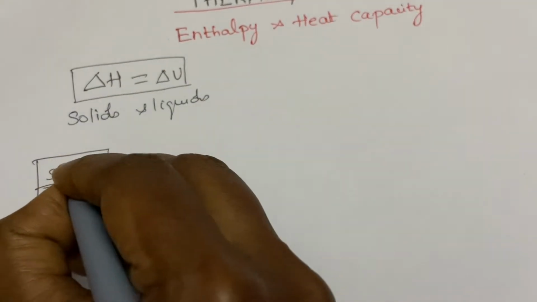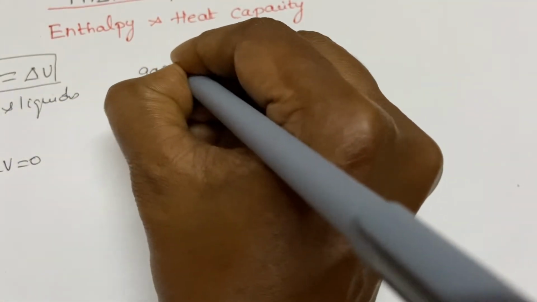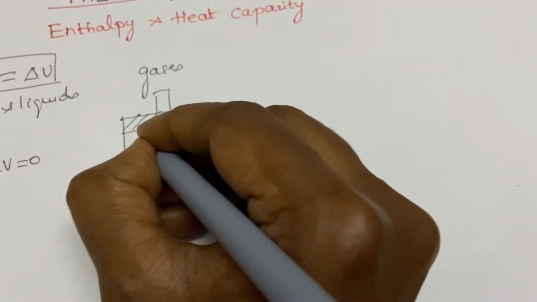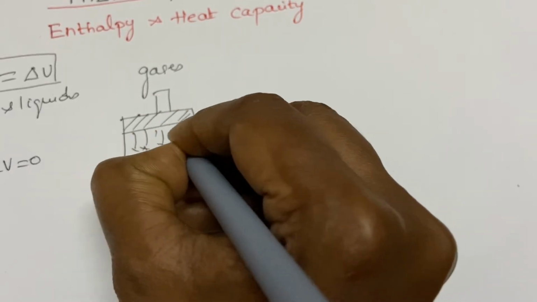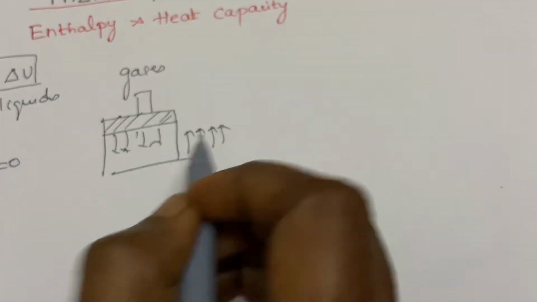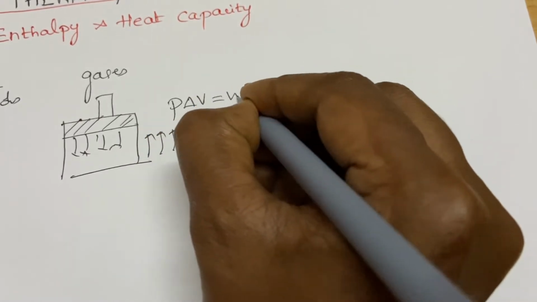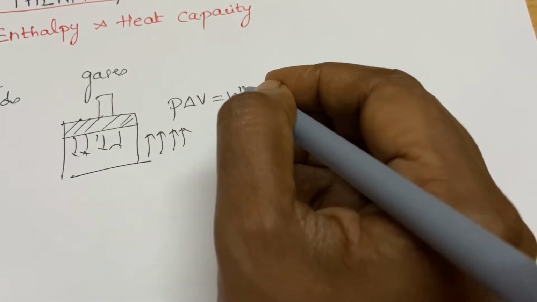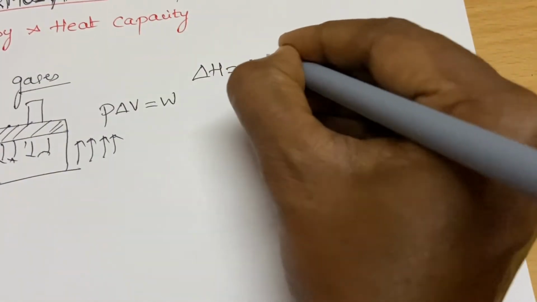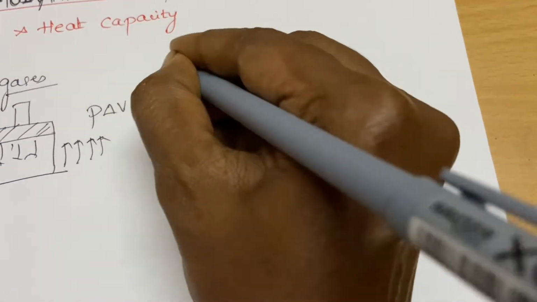For solids and liquids there will not be any considerable change in volume, but for gases, if you deal with these systems, there will be some compression or expansion. So there will always be a pressure volume work done, which is nothing but work. You have to consider this work done while calculating your enthalpy, so you have to add it to your internal energy. This is for your gaseous molecules.